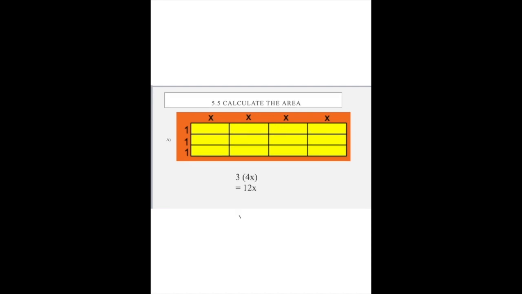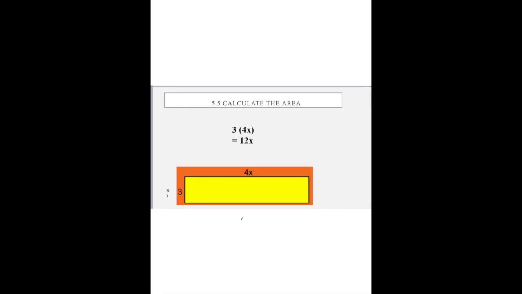I jumped ahead. So what we're showing again here is 3 times 4x will give us a total area of 12x. Sorry, just erase that there. So the same thing being shown here is what we end up with for the area of this shape.